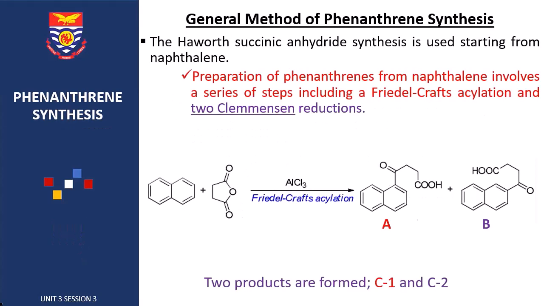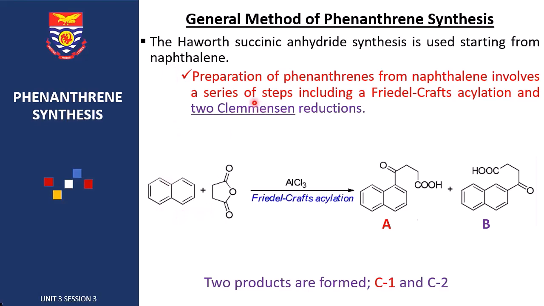So the first synthesis route we will look at is the general method for the synthesis of phenanthrene. Now, the Haworth succinic anhydride synthesis is used, starting from naphthalene. So, just like in anthracene, in phenanthrene too, naphthalene is a key precursor in the synthesis of phenanthrene.